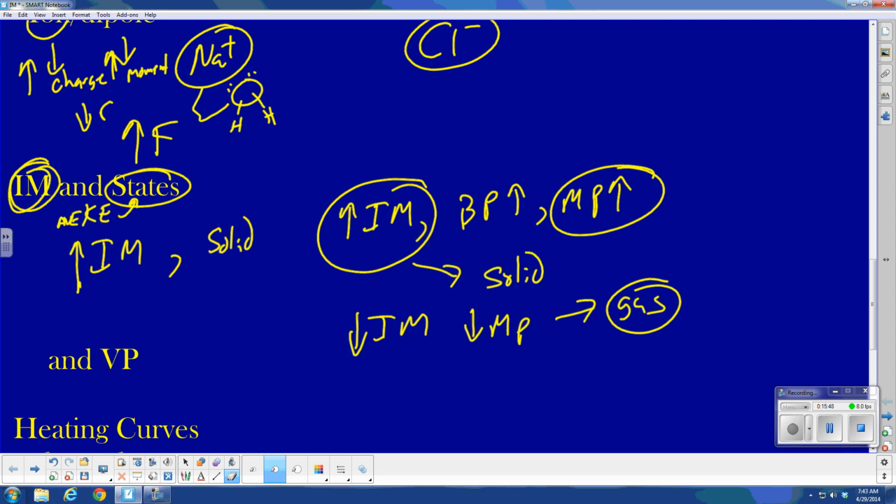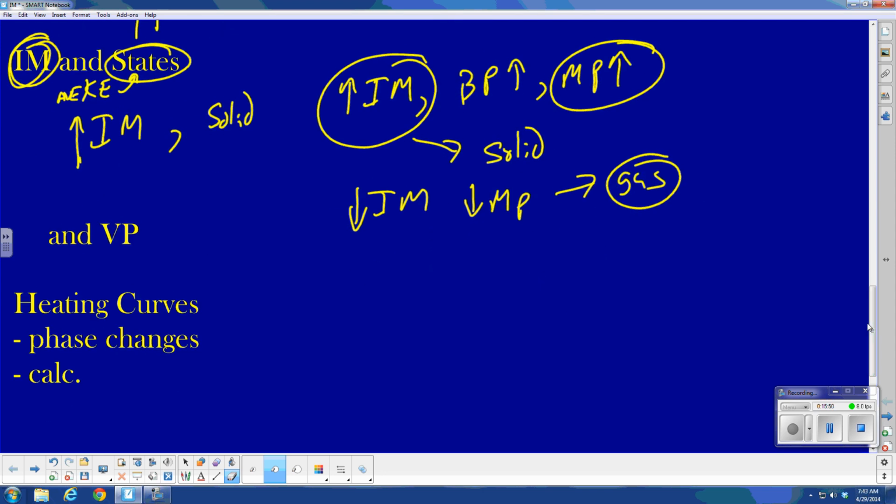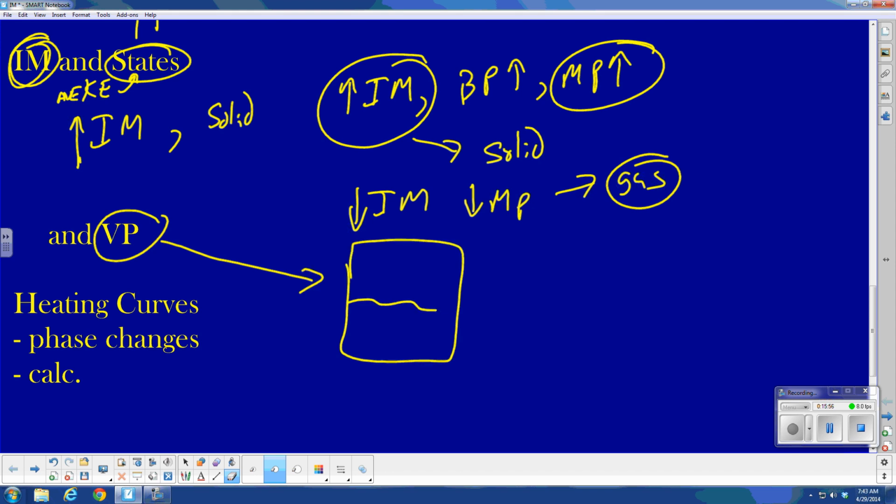One other one that shows up now is IM forces and vapor pressure. If you remember, in vapor pressure, you have a closed container with a liquid in it, and at a certain temperature you have some of these particles which have enough kinetic energy to be in the gas phase, and eventually you have an equilibrium formed between the gases going into liquid and the liquid going into gases, and that pressure is our vapor pressure.